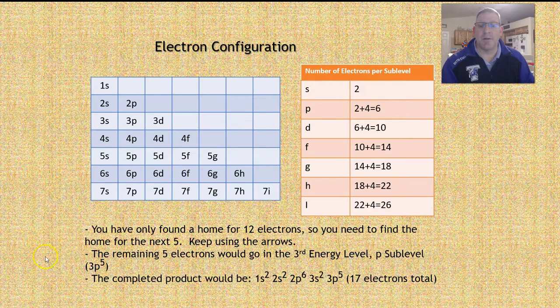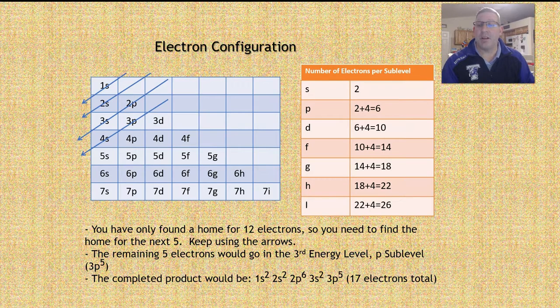Now, if we were to continue forward and find the electron configuration for chlorine, we still need to find 5 electrons. We have the first 12 found, and now the last set must be pushed out to the third energy level, p sublevel. We don't need to place 6 electrons in there because that would give us 18 electrons. We only need to place 5 more. So we would simply write 3p5 for that last set of electrons.